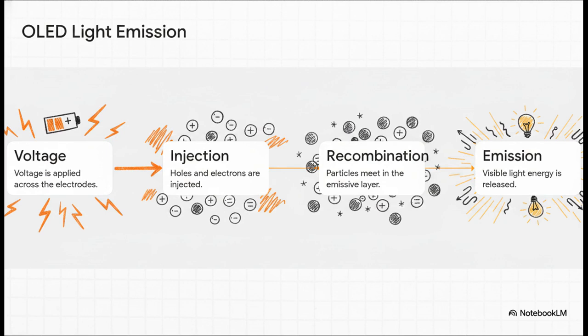Step 1, we apply a voltage. Step 2, electrons and holes are injected, and they start migrating towards the center. Step 3, they meet right in the middle in that organic emissive layer and undergo a process we call recombination. And finally, step 4, that recombination releases energy. Boom, a visible photon of light is generated.